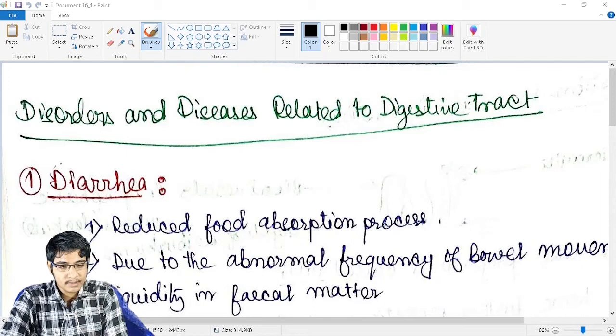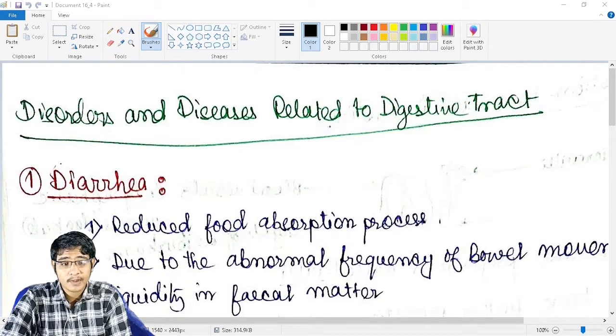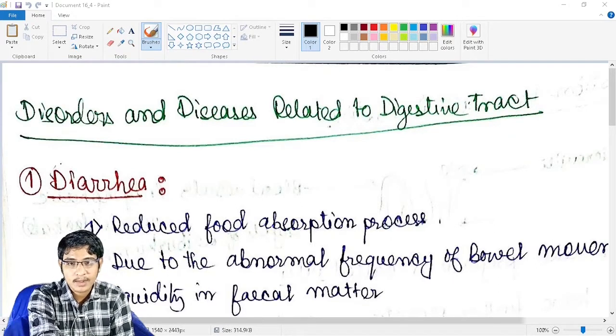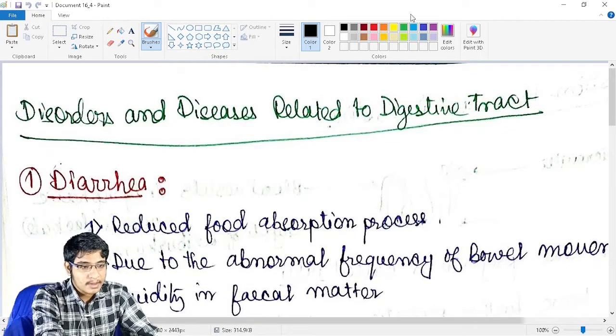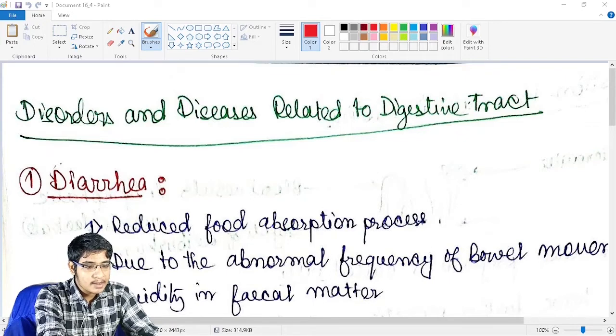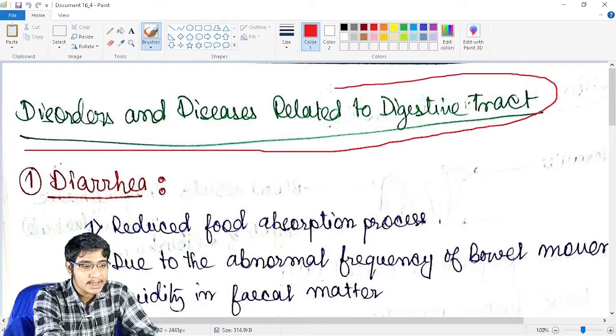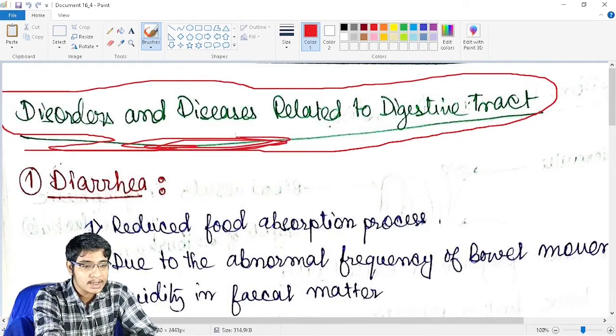So this is the fourth and the last page of today's session, and the series on digestion and absorption ends here, after the explanation of this page. Without wasting any time, let's see the contents of this page. First, we have disorders and diseases related to the digestive tract. What disorders and diseases can we have in our digestive tract?